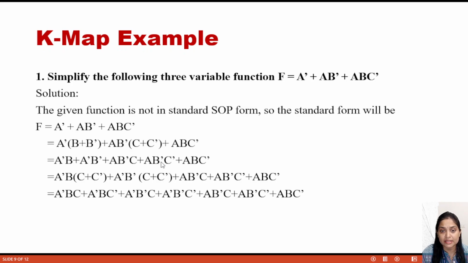In this term and this term all three components are there, but in the first two terms the C component is again missing. So again you do C plus C bar in this way, and in the last expression you can see that all three components are present. So now you can start the K map.